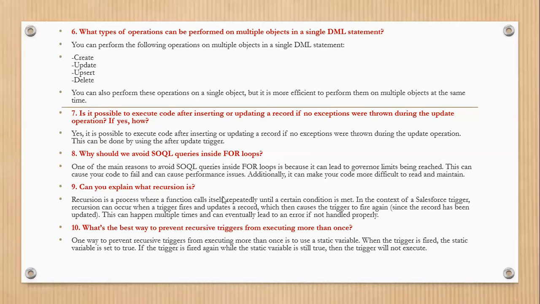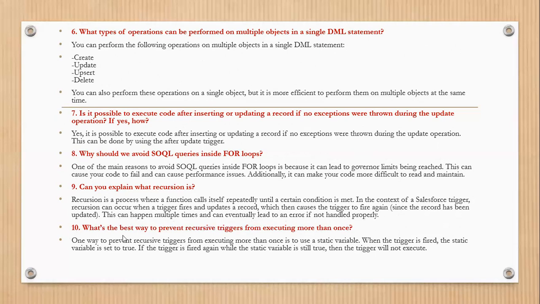Next question: can you explain what recursion is? Recursion is a process where a function calls itself repeatedly until a certain condition is met. In the context of Salesforce triggers, recursion can occur when a trigger fires and updates records, which then causes the trigger to fire again. Since the record has been updated, this can happen multiple times and can eventually lead to errors if not handled properly.